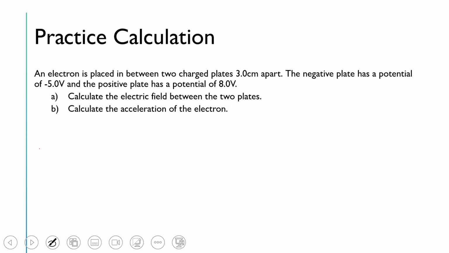Here we have a scenario where an electron is placed between two charged plates 3 centimeters apart. Let's assume that they're parallel, even though the question doesn't say so. The negative plate has a potential of -5 volts and the positive plate has a potential of 8 volts. What we're being asked to do first is calculate the electric field that exists between the two plates.